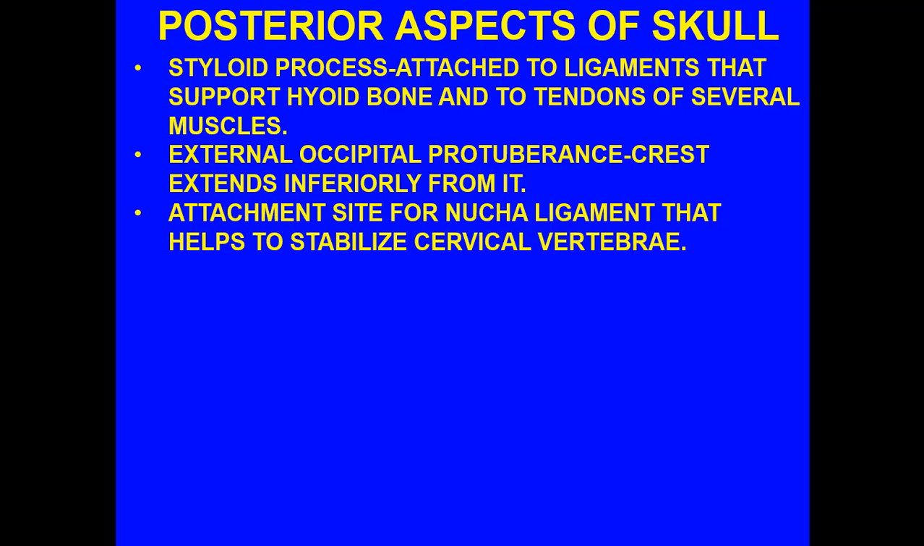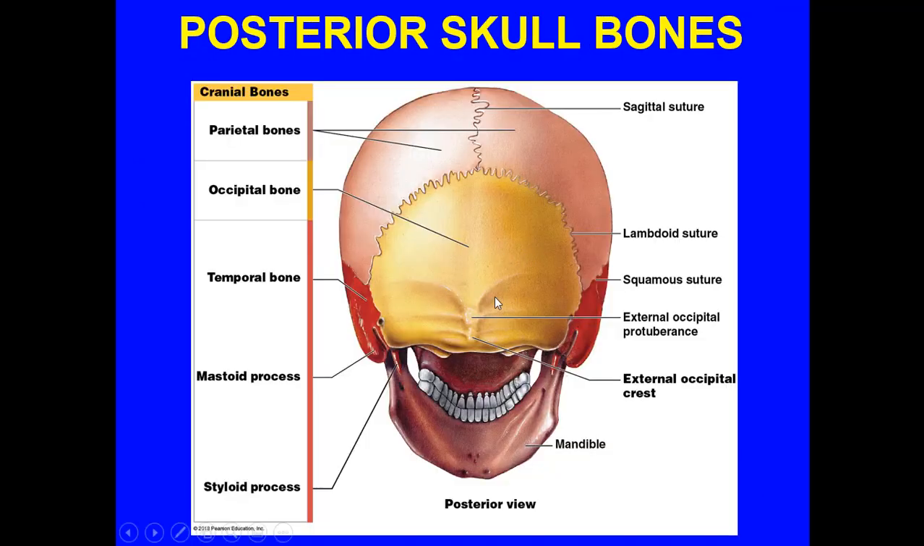The external occipital protuberance has a crest that extends inferior from it. This is the attachment site for what is called the nuchal ligament that helps stabilize the vertebrae. If you're looking down here, you can see the external occipital protuberance here. You can see the external occipital crest right here. There are those styloid processes, those little points here. Okay, you've got basically occipital bone, parietal bone, sagittal suture, lambdoid suture, etc. And then, of course, you've got the mandible right down there.